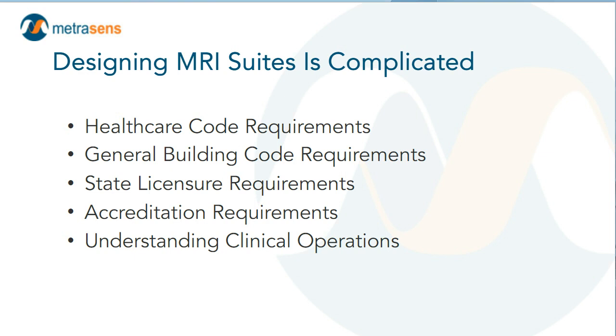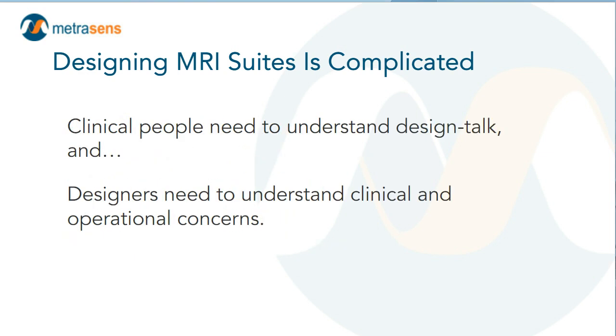So to that end, to the importance of understanding clinical and the clinical folks understanding what the design and construction team is all about, we need a Rosetta Stone. We need something that allows communication to effectively flow in both directions, because this is really vital to effectively plan suites. Clinical people need to understand design talk, design speak of architects and engineers and equipment planners.